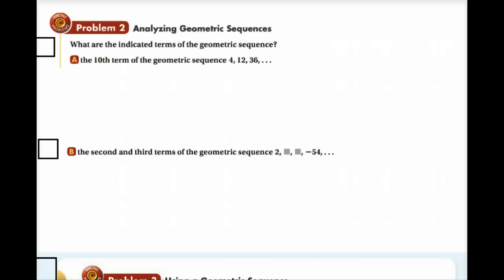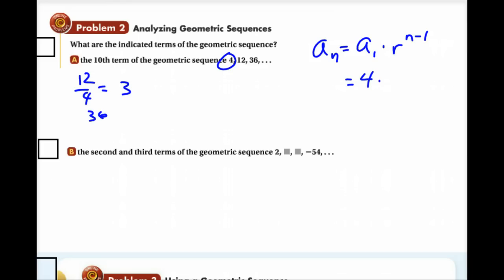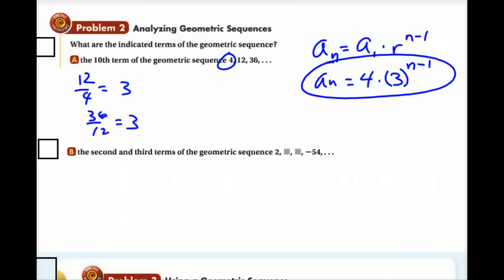Okay, indicated terms of the geometric sequence. I'm telling you it's geometric. We're going to find a 10th term. If it's geometric, you need to know two things, A1 and R. Well, A1 is 4. Halfway there. All I need to know is R. Well, R is what you get when you take a term and divide what's to the left of it. And you see, no matter which ones I use, I get R is 3. So there's your geometric pattern, geometric rule or formula.